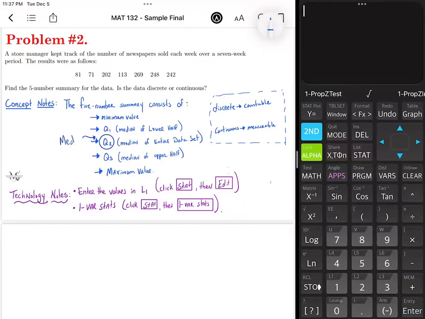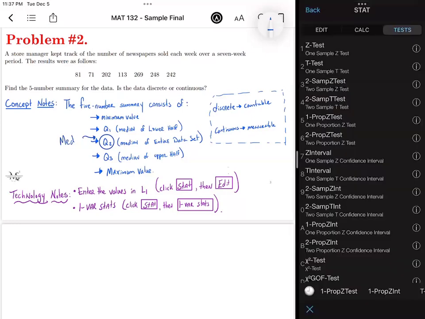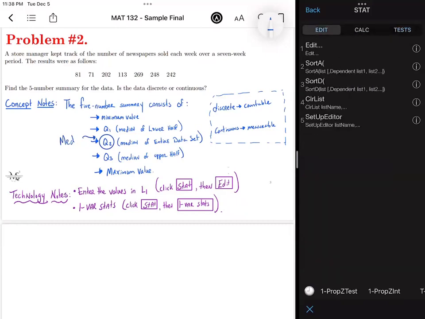Okay, now for the technology notes, what you can do to get the five-number summary is enter the values in list one. Usually to get list one on the calculator, you click stat followed by edit, enter the values, then you click stat again, followed by one var stat. So observe, on my calculator, I first hit the stat command. After I hit the stat command, I go to edit. So I click on it.